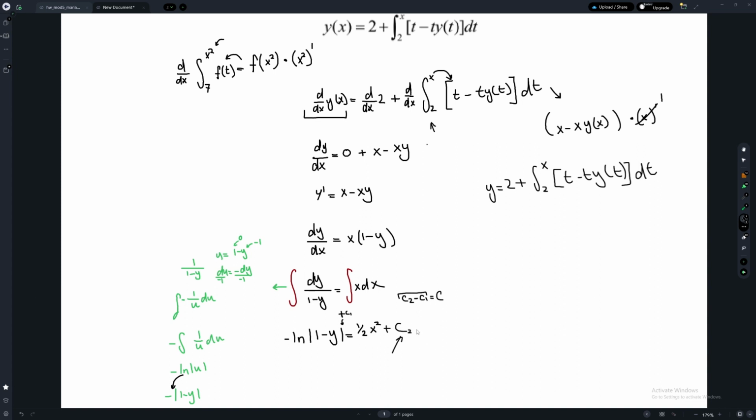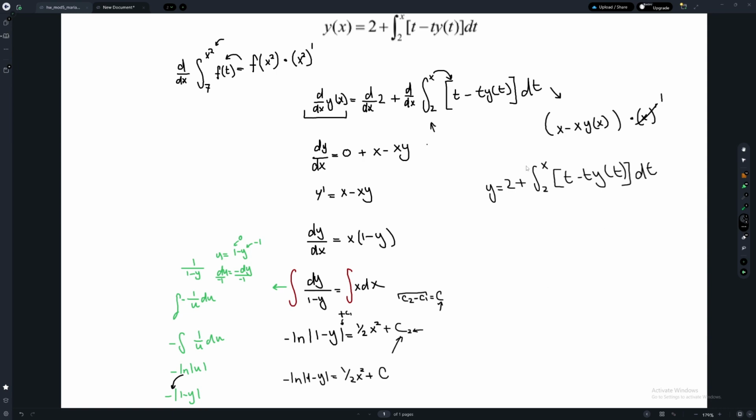Make sense? So this wouldn't be there, right? And so I replace this with c, and that's why it looks like this. ln of 1 minus y equals 1 over 2 x squared plus this. All right? Okay, so back here.